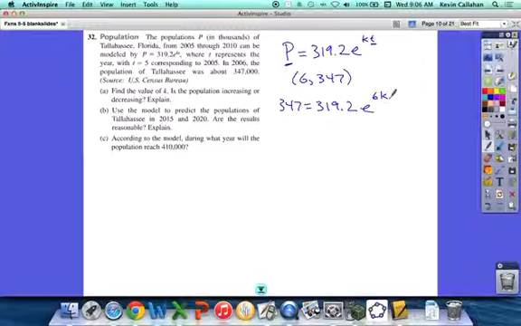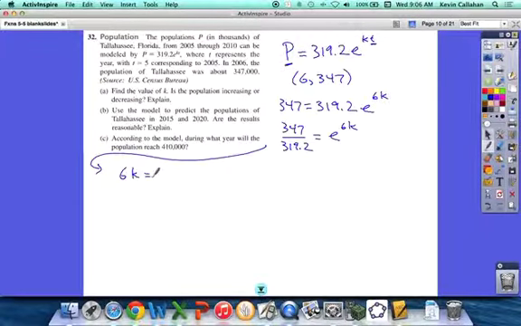Again, using the same procedures. Isolate. Take the log of both sides. I'm going to start that over here. That'll give us 6k equals ln of 347 divided by 319.2. Divide by 6.